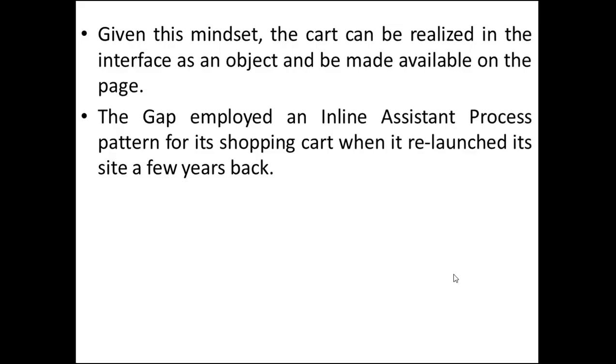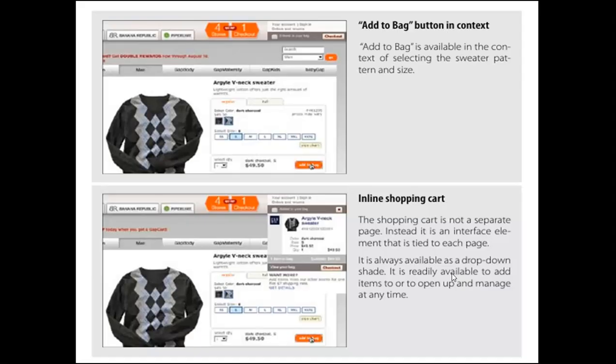Given this mindset, the cart can be realized in the interface as an object and can be made available on the page. The Gap employed an inline assistant process pattern for its shopping cart when it relaunched its site a few years back. For example, on this page, the add to bag button is available in context for selecting the sweater pattern and size. In an inline shopping cart, the cart is not a separate page. Instead, it is an interface element that is tied to each page. It is available as a drop-down, to add items to or to open up and manage any item. Here is the page.